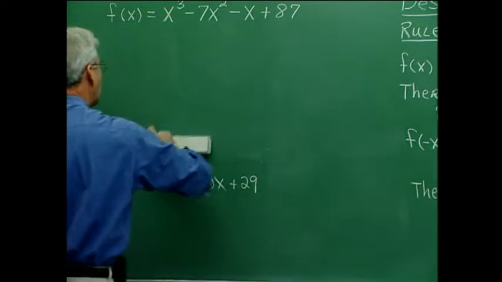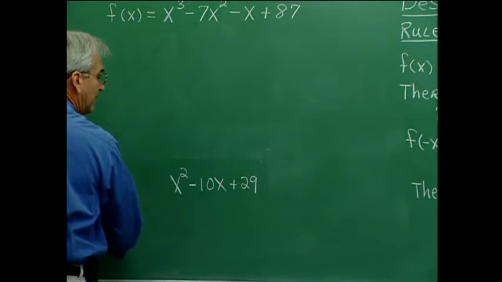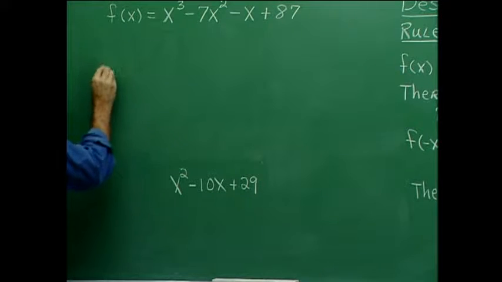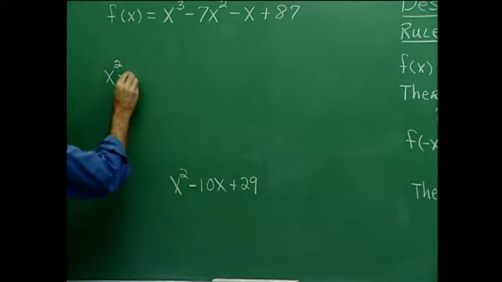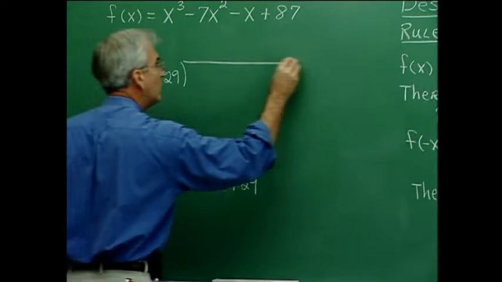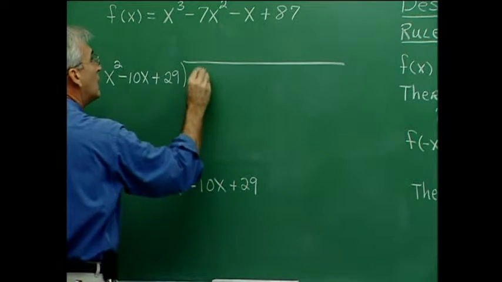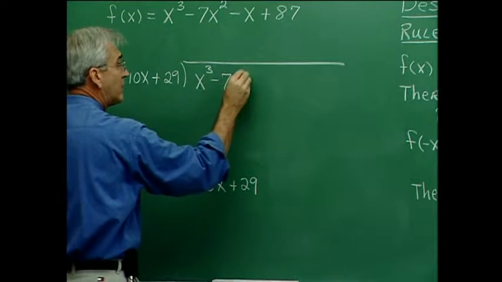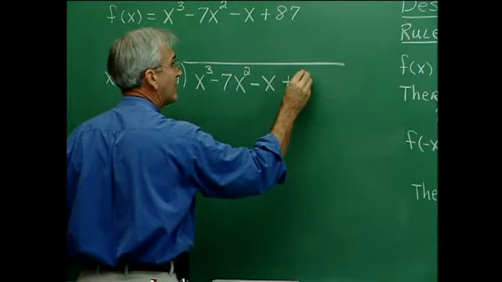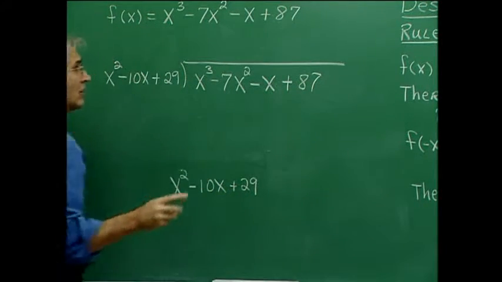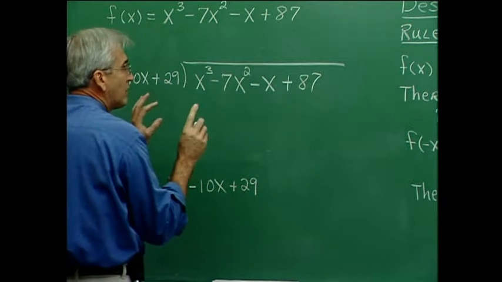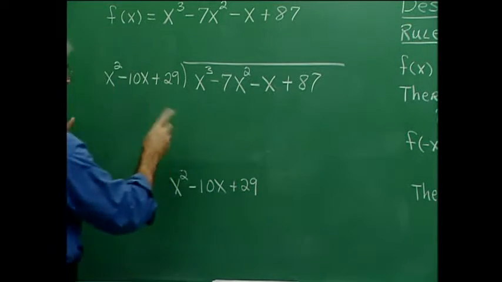Let me get rid of all of this stuff as well as I can. Okay. So we're dividing x squared minus 10x plus 29 into all of this. Now, if we've done our math correctly to this point, the division has to go evenly. Just by the nature of the idea that we've been given 2 zeros, if we're sure that is the case, then this should go evenly.